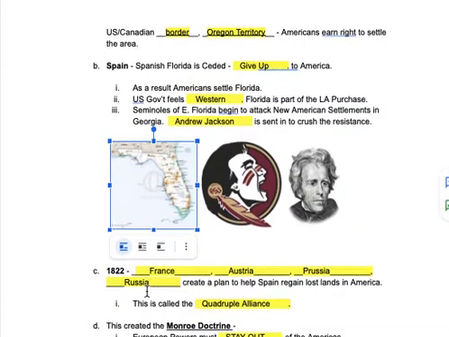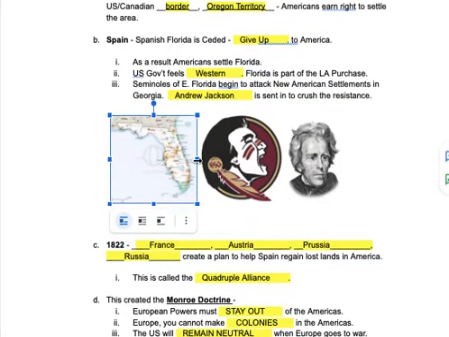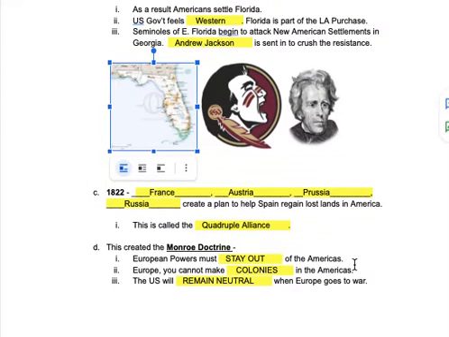In 1822, 4 countries create a plan to help Spain regain lost lands in America. Those countries are France, Austria, Prussia, and Russia. This would be known as the Quadruple Alliance. Now this seems kind of like a random fact. Why is Mr. Rush all of a sudden talking about 4 European countries that really aren't having a presence in the United States? The answer is this. They wanted to help Spain out regain Florida. This would hurt American interests in manifest destiny, spreading from ocean to ocean. And the president at the time, James Monroe, creates a law, or the Monroe Doctrine.